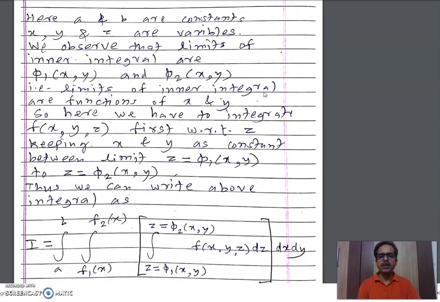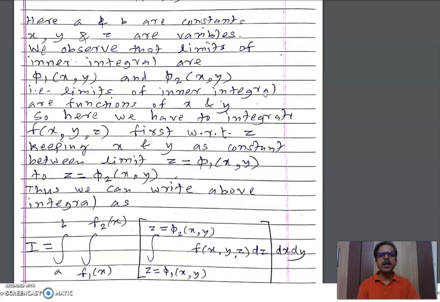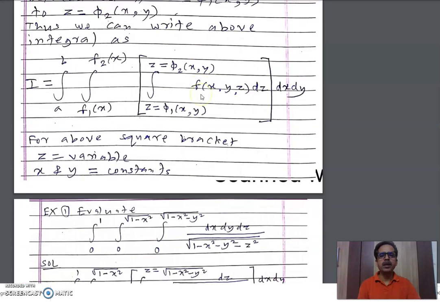The same information I give here. That means we can write this triple integral like this. In the square bracket, we have written the integration of the function f of x, y, z with respect to z. dz is written, that is, the integration is with respect to z, and these are the limits of z. So instead of writing phi 1 xy, phi 2 xy, we write z equal to phi 1 xy and z equal to phi 2 xy. That is, these are the limits of z.